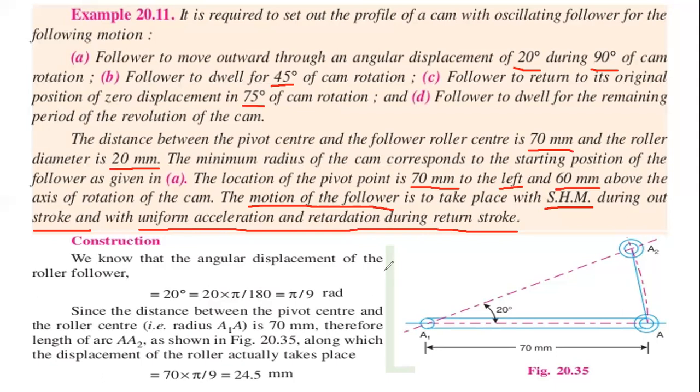Generally in the university exam they will give only three types of followers, that is the knife edge follower, roller follower and flat faced follower. But here, to make a difference, a twist in the problem, they have given the oscillating follower. The oscillation is 20 degrees during the first 90 degrees of cam, that is the outstroke. So we have to draw the profile of the cam and draw the displacement diagram here.